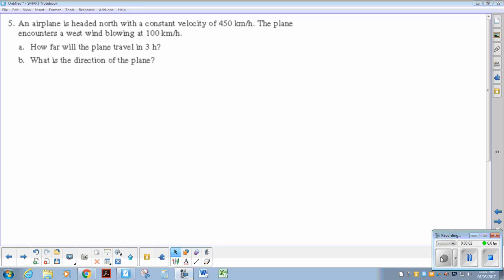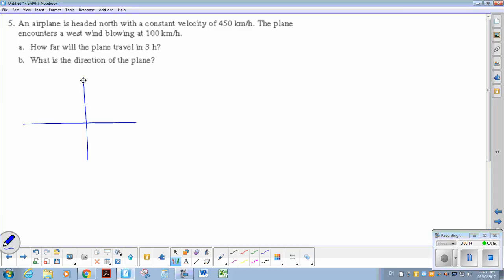All right, I've had a question about lesson number 5, part 2, or the second half of the homework. Question number 5: an airplane is headed north with a constant velocity of 450. So I'm going to give myself a picture here. If that's my north, there's my plane, 450 kilometers an hour. The plane encounters a west wind. Now the west wind means it's coming out of the west, so the wind is pushing the plane toward the east. It's just the kind of language that we use.